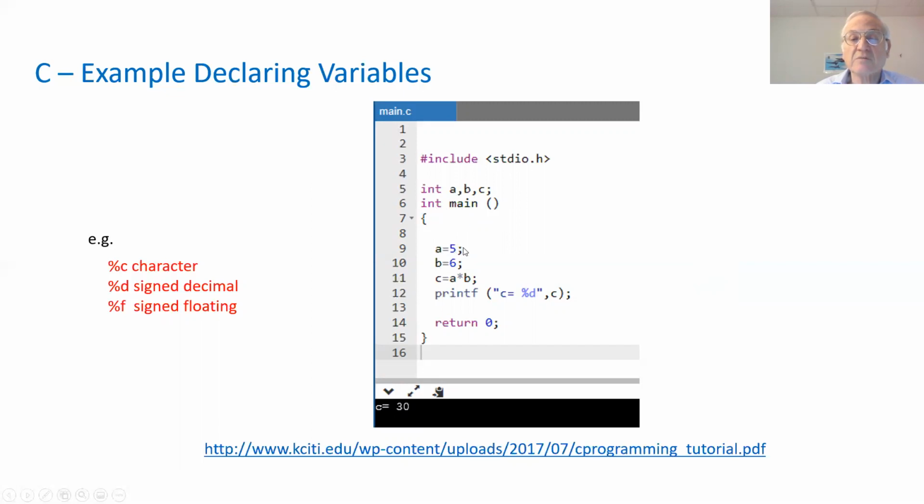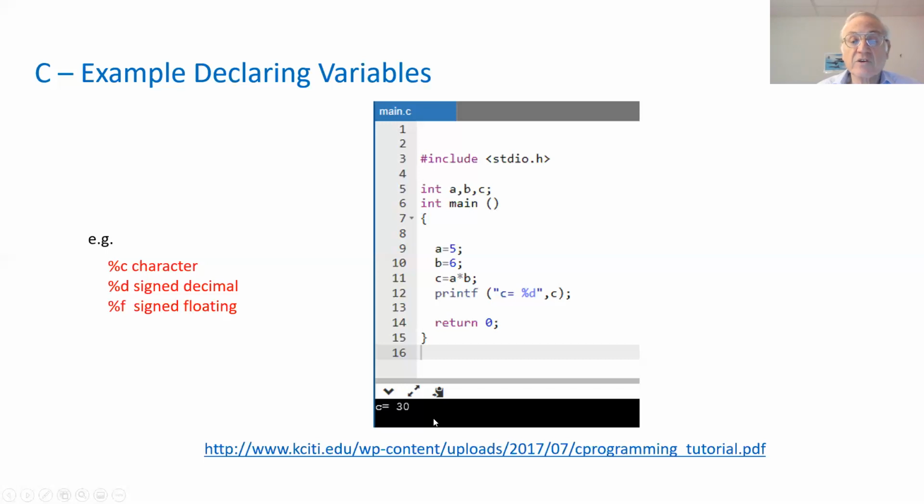Each statement has to be ended with a semicolon. And then we define C as A times B, and then the print function of C. And then we have the percent sign D within the quotes, and then comma C. What that means is that when we print the value, what we'd like to do is print C equals, and then print the value of C, and D is a signed decimal. If we have C over here instead of D, it'll be a character, or if we have F, it'll be signed floating.